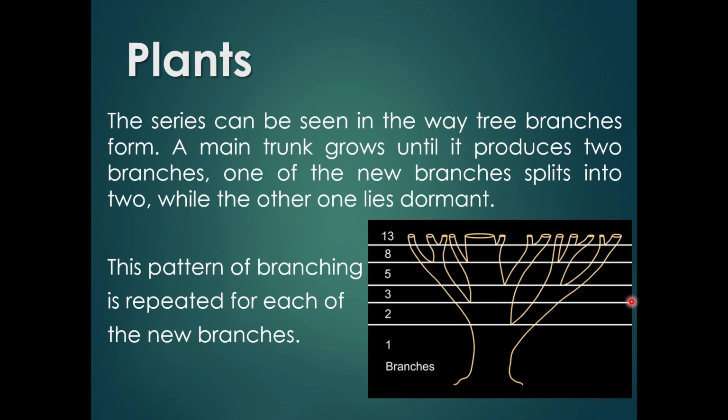Okay, it's never like there is one branch here, one branch here. At the same time, they have two branches this side and two branches this side. So it's one on the left hand side first, on the right hand side there are two, then the left hand side makes two branches, then the right hand side is still one and one, then it branches out. Okay, so this pattern of branching is repeated for each of the new branches. Okay, so you can see a Fibonacci type pattern.